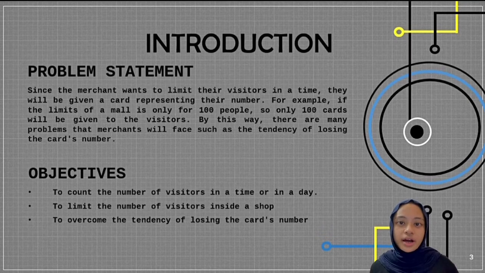Now, I would like to start this presentation with the introduction. The reason why our group decided to do a visitor counter project is because nowadays we can see that merchants want to limit their number of visitors at a time due to the COVID-19 standard operational procedure, or more commonly known as SOP.